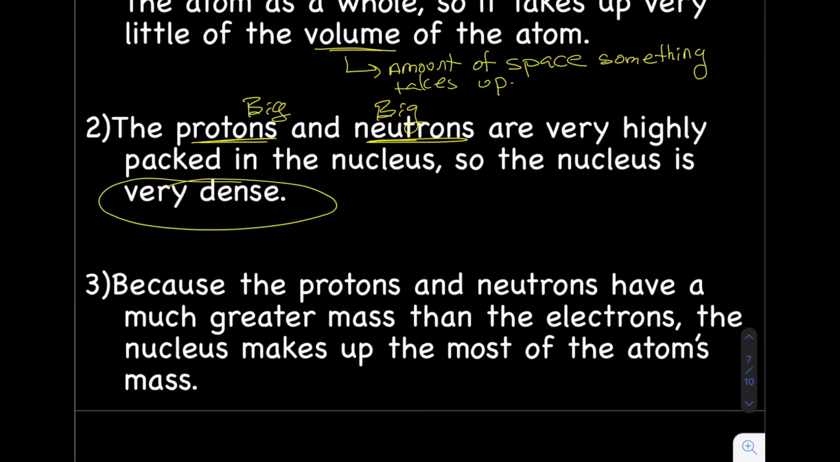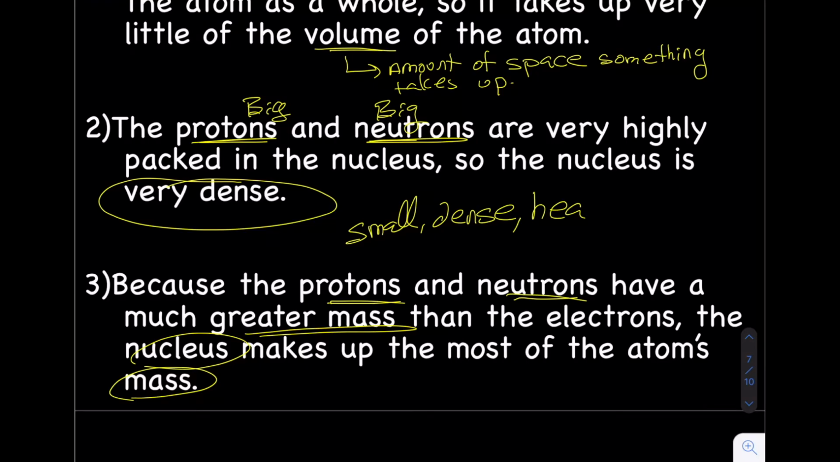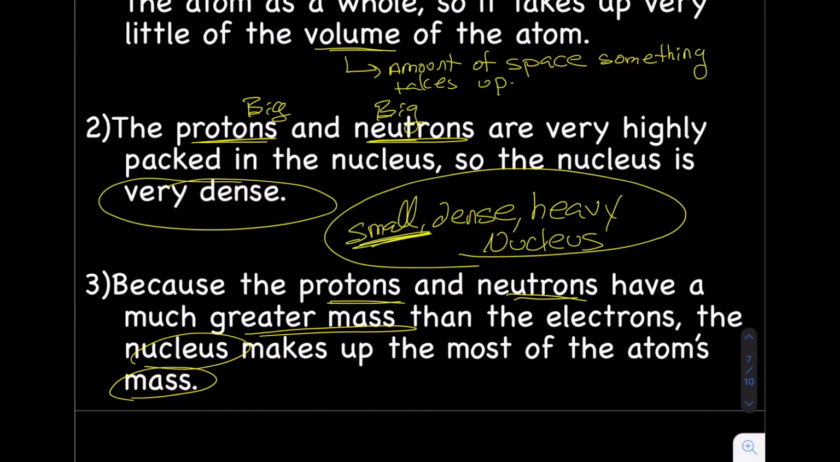And because protons and neutrons have a great big mass, the nucleus makes up most of the atom's mass. So we have a small, dense, heavy nucleus. Okay, so it's small, it's dense, and it's very heavy.